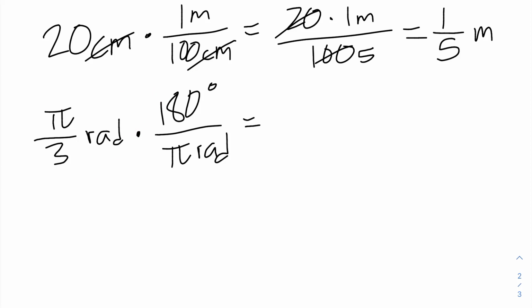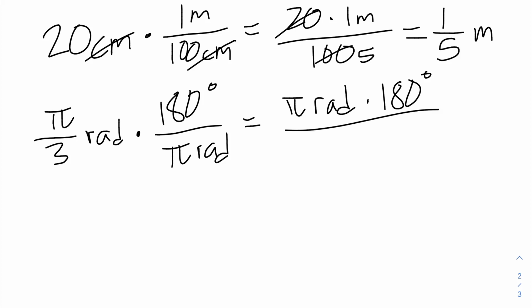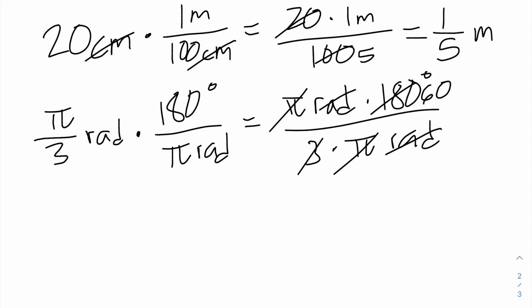So let's multiply them. We get pi radians times 180 degrees divided by 3 times pi radians. These cancel out as well, and 180 divided by 3, that's 60. So we get 60 degrees, because as you can see, the degree symbol does not get canceled out. I should put a degree here.